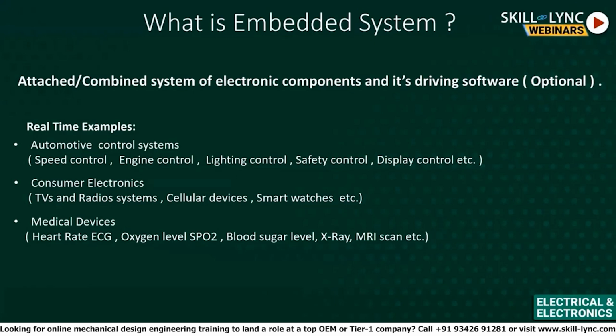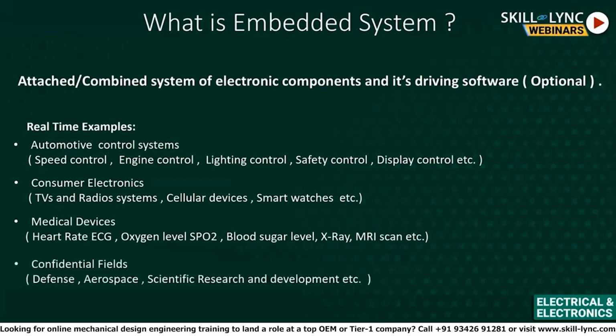And the last would be obviously some confidential fields like defense, aerospace, scientific R&Ds like ISRO, DRDO, NASA, SpaceX, and the other private organizations which work on R&Ds. So yes, to do a lot of R&Ds, we need embedded systems, we need electronics, and we need sensing techniques. So this is the brief about embedded systems, and these are the fields where you use them, and these are all familiar fields, and these are all familiar devices, and that's why I put them here. And this is what it is about your embedded systems.